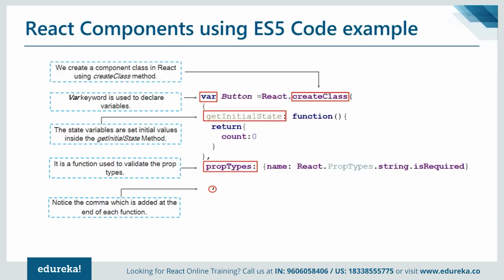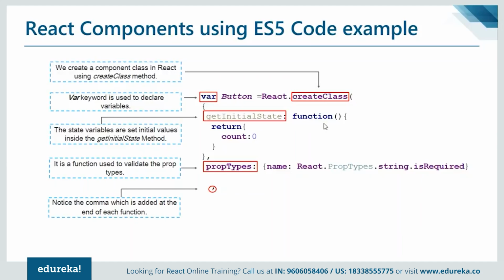So first of all, what we are doing here is creating a component class in React using the createClass method. This is the ES5 syntax where Button equals React.createClass. So we are creating a component using the createClass method. Then the var keyword is used to declare the variables.